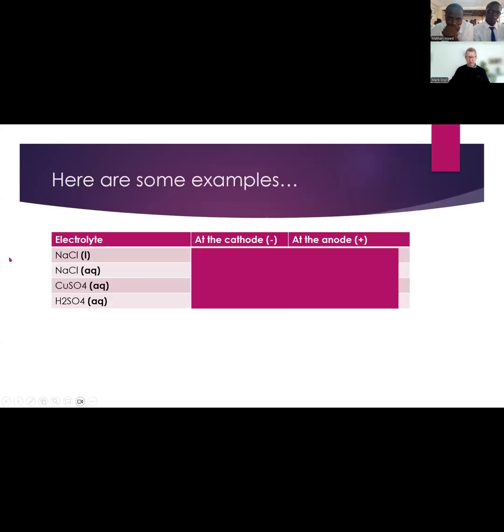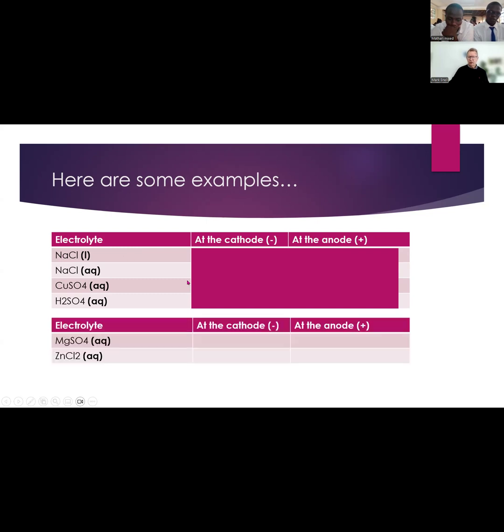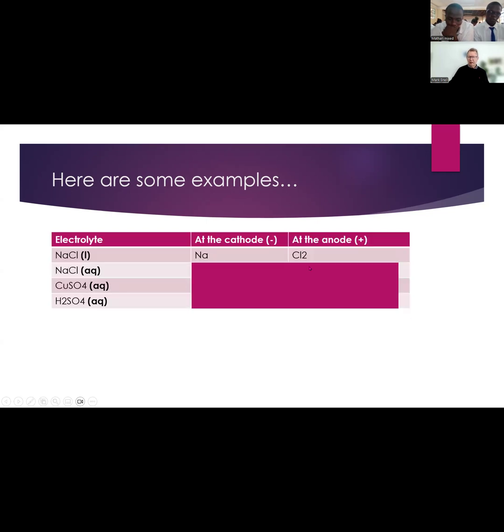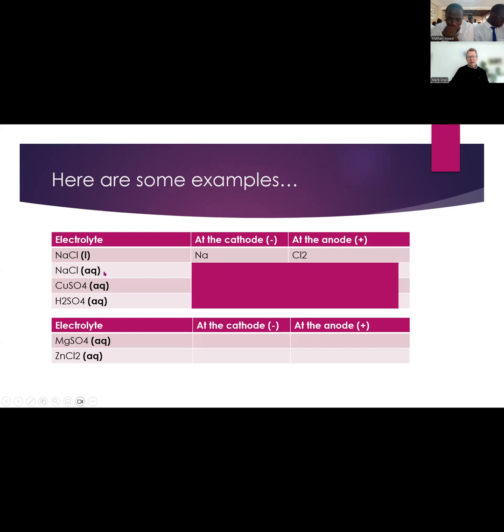So here are some examples. See if you can predict. Talk to your neighbor. So this one is sodium chloride liquid. At the cathode, what will we get? At the anode, what will we get? Hopefully, you will think, it's liquid, so I can only get sodium and chlorine. That is correct. But what about sodium chloride in water?